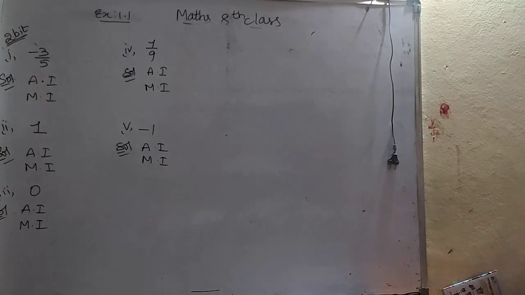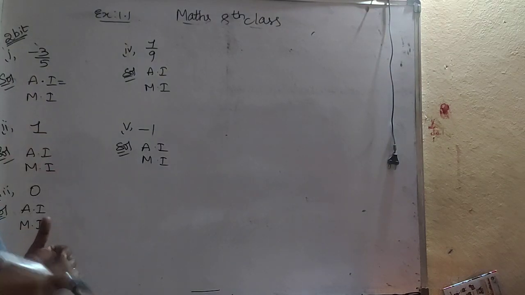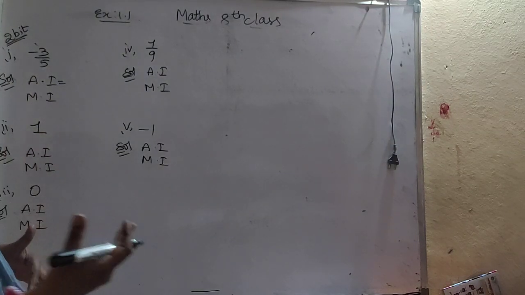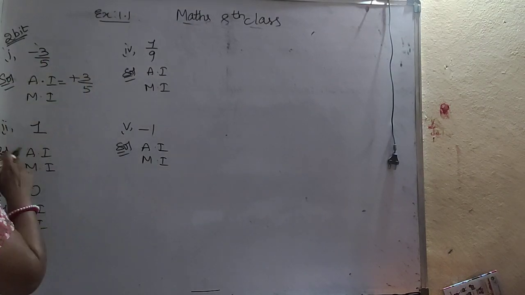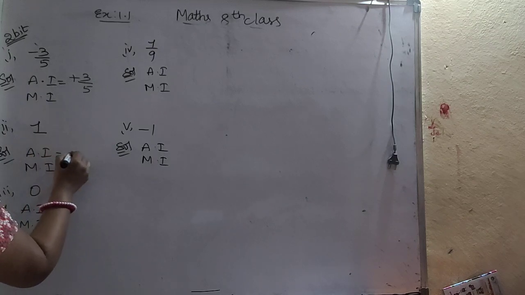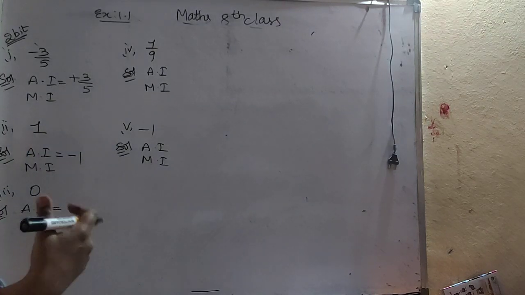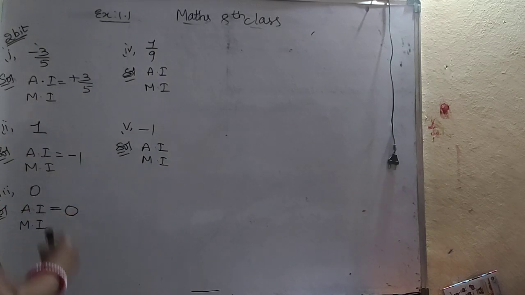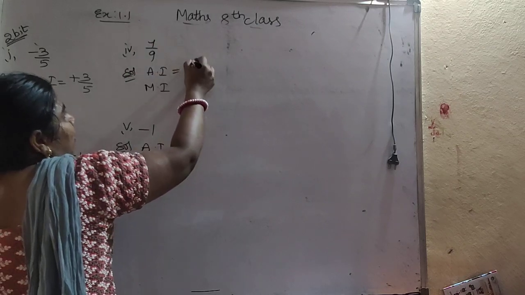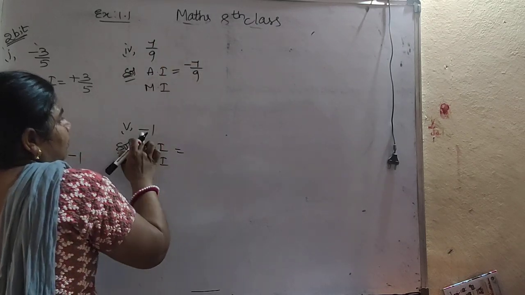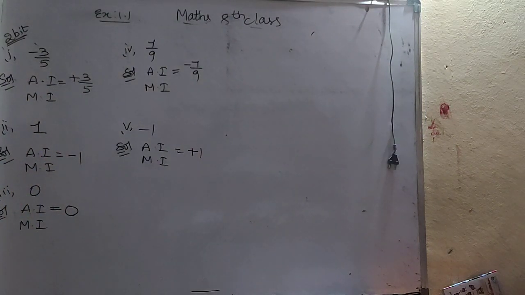I already told you that additive inverse means the plus sign will be changed to minus sign, and the minus sign will be changed to plus sign. So here minus is there, so here it will be plus 3 by 5. Here 1 is there, plus 1, so it will be minus 1. For 0, we don't have any plus or minus sign, so it will always be 0. And here this is plus 7 by 9, so it will be minus 7 by 9. Here minus 1 is there, here it will be plus 1. So these are the additive inverses of the given numbers.